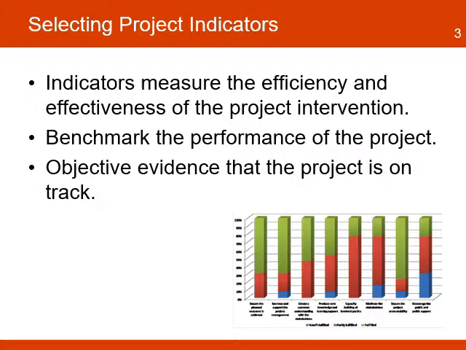Indicators are qualitative or quantitative criteria used to check whether the proposed changes have occurred. Indicators are used to measure the efficiency and effectiveness of the project intervention. They are used to benchmark the performance of the project and will provide objective evidence that the project is on track of achieving its intended goal. Selecting the right indicators is a critical decision that can have significant consequences during the monitoring phase of the project.